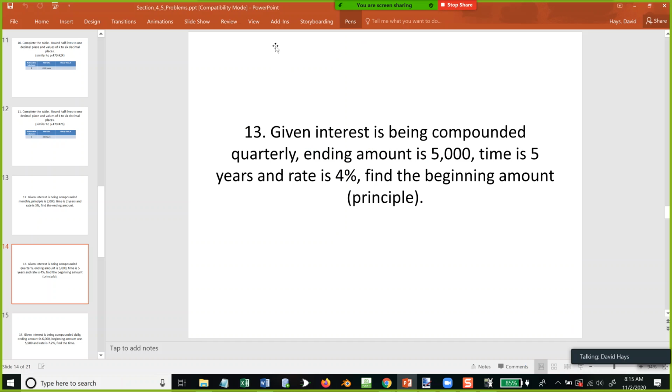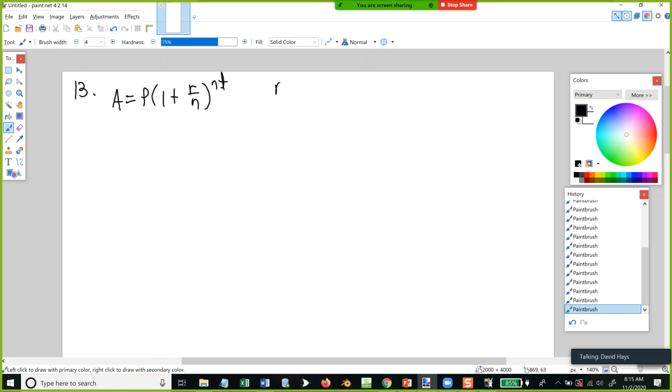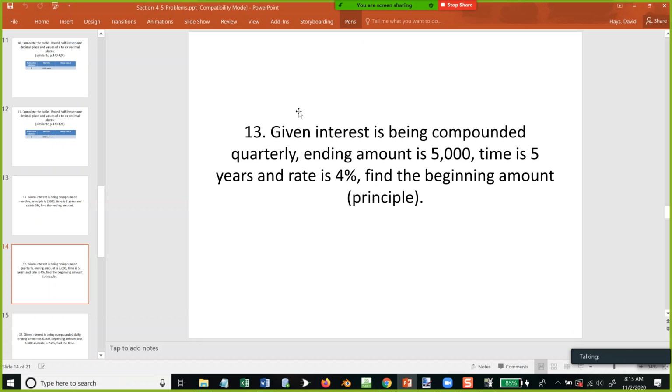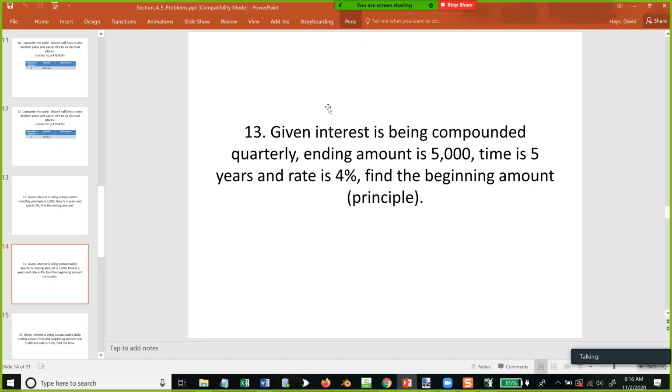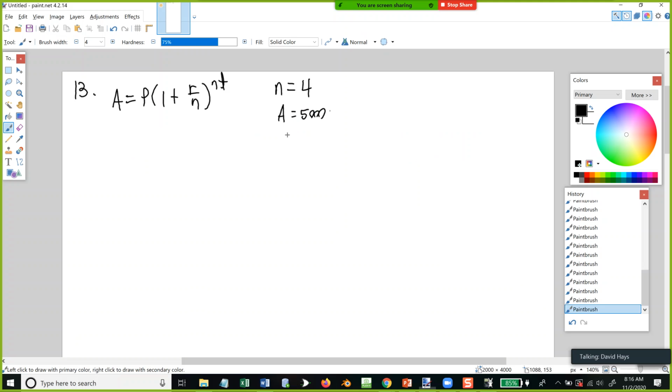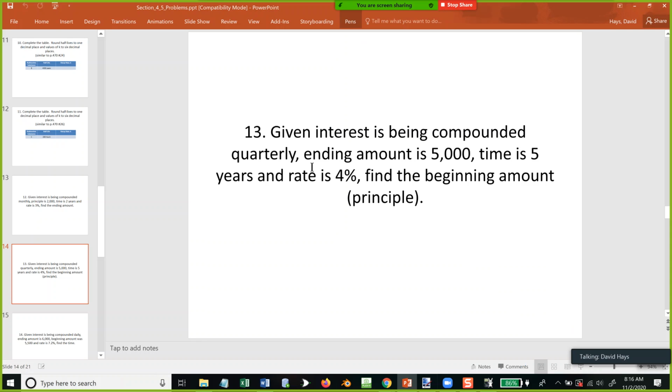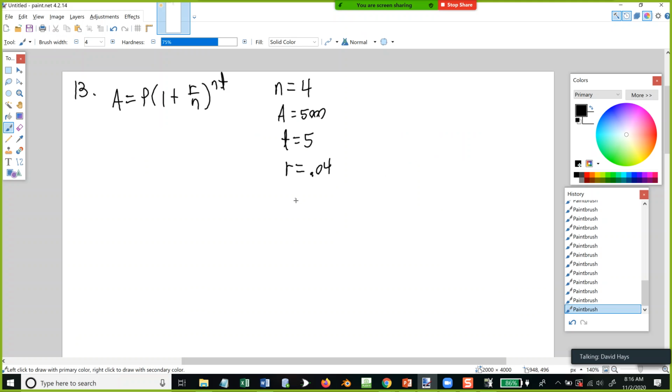Given interest being compounded quarterly, that means 4 times a year, so n is 4. Ending amount, which is A, is 5,000. Time is 5 years, so t is 5. And rate is 4%, so r is 0.04. Remember, it has to be in decimal. Then it says find the beginning amount, the principal. So we're wanting to find P.